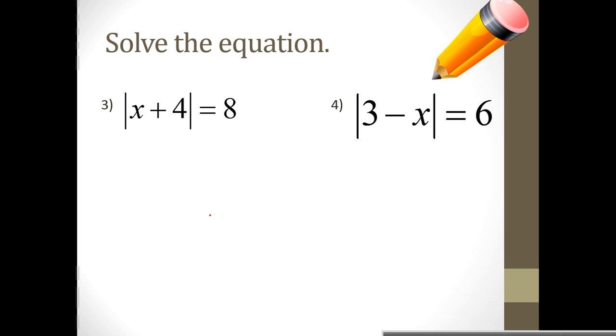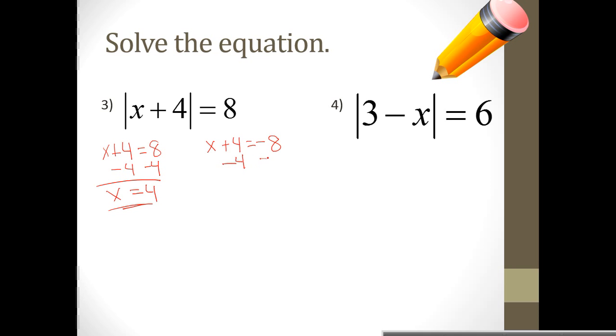Let's take a look at a few more. So this one, if you remember, I'm going to set x plus 4, whatever is inside my absolute value, going to set it equal to a positive 8 and a negative 8. So I'm going to subtract 4 from both sides. And I'm going to get x equals 4. So that's one of my answers.